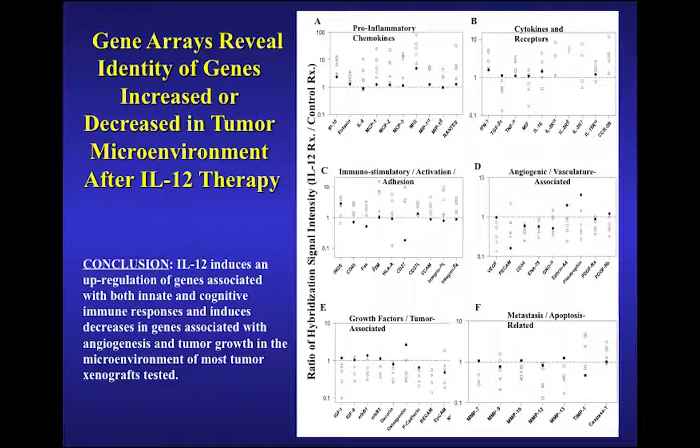The interferon will induce a whole host of things that go on, but our conclusion from this was that the IL-12 is inducing an upregulation of genes associated with both the innate and the adaptive immune responses, and it induces decreases in genes associated with angiogenesis. I'm going to summarize this for you in just a minute, but rather than go on with the details of this, it's just what can be done and what is being done.